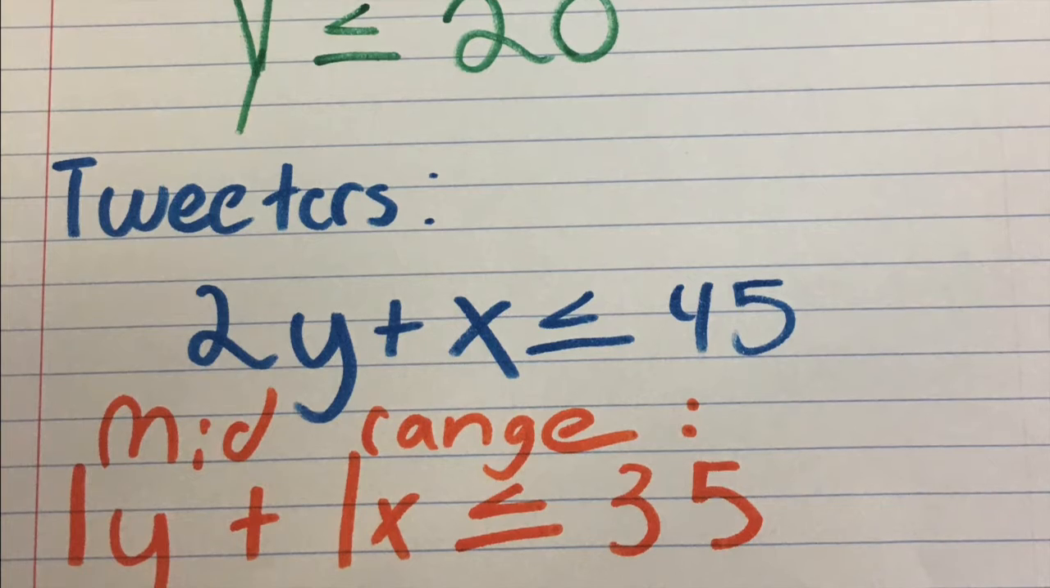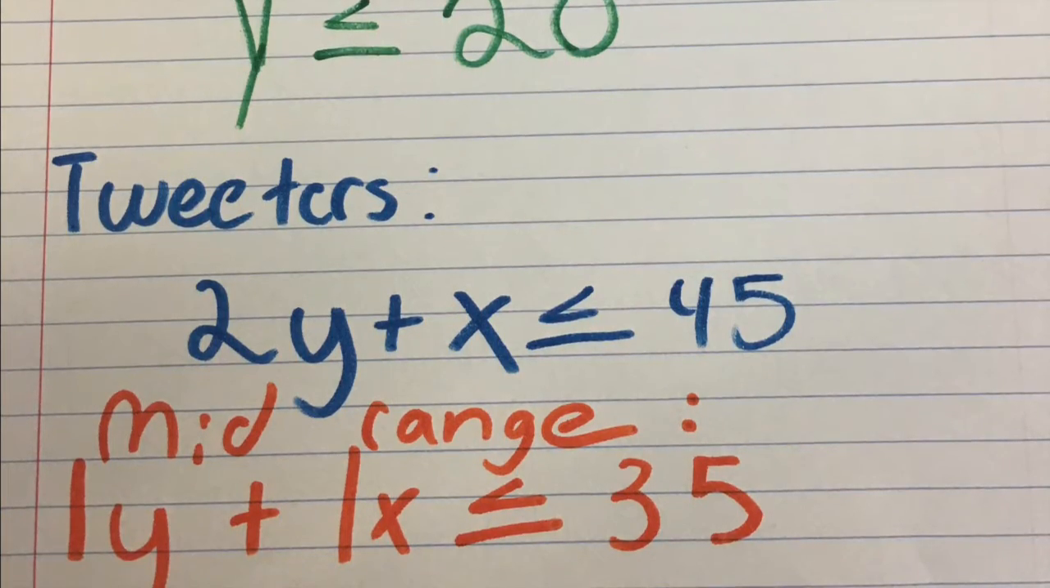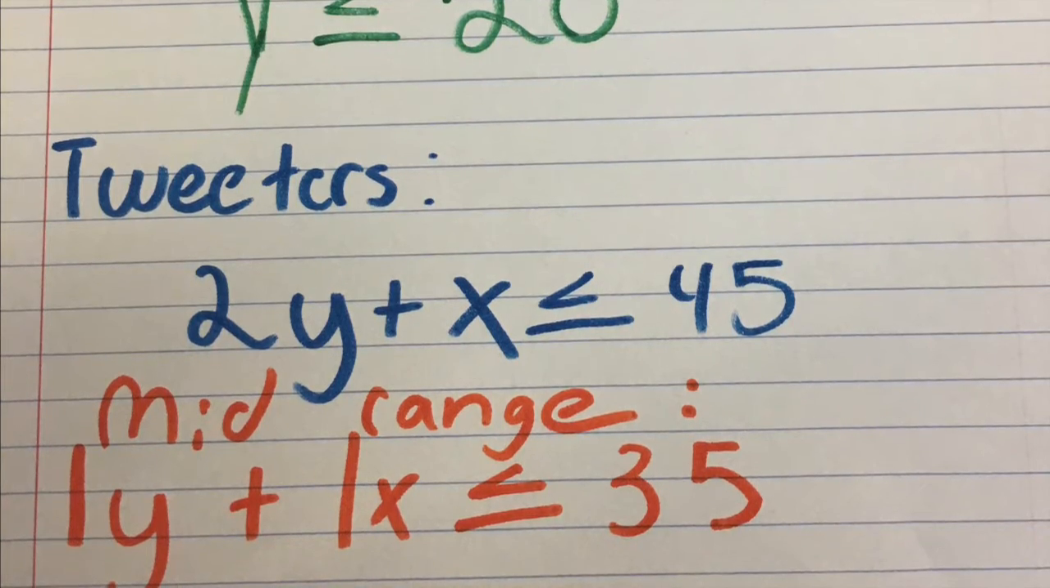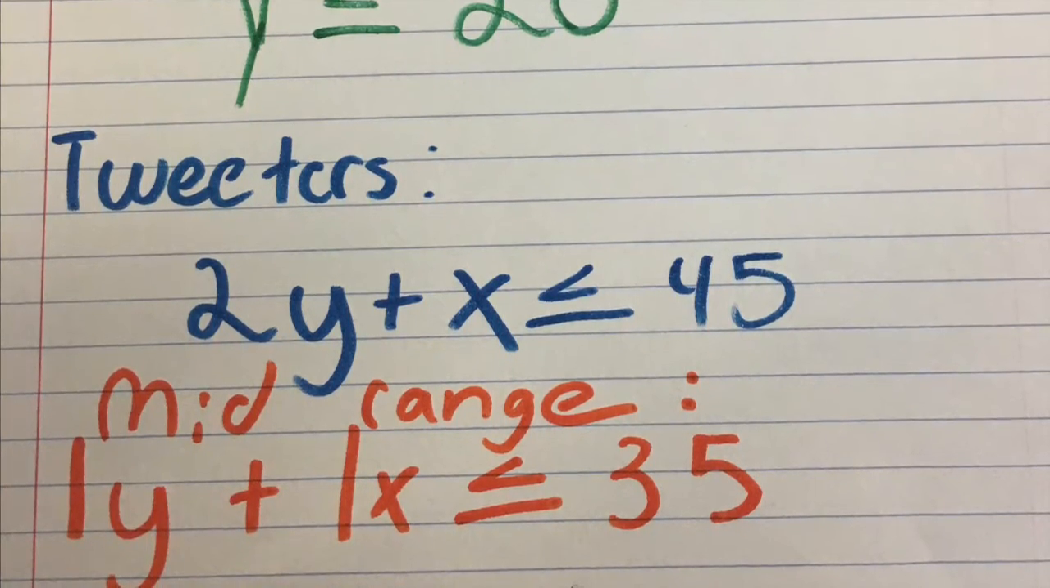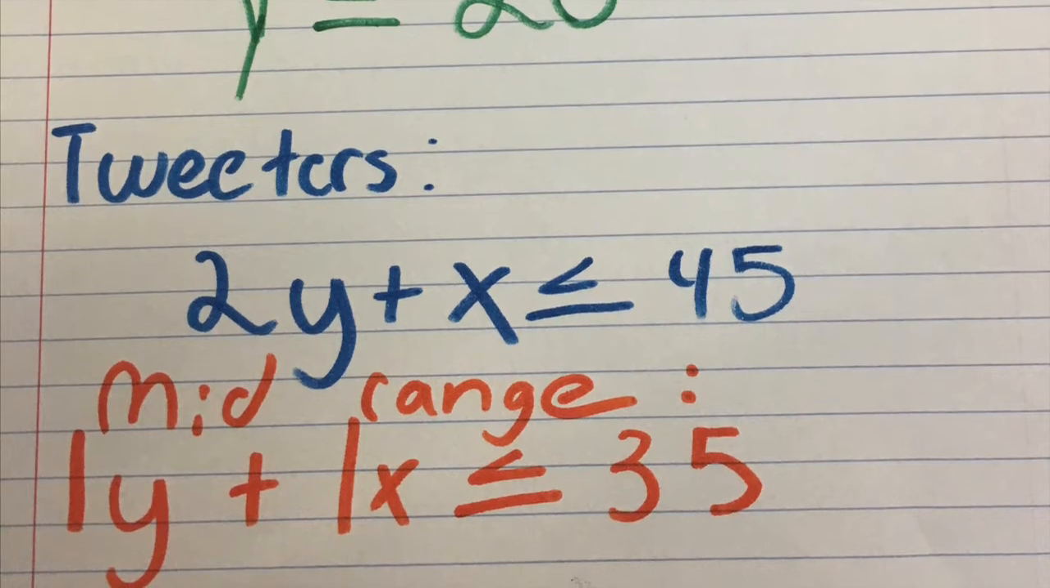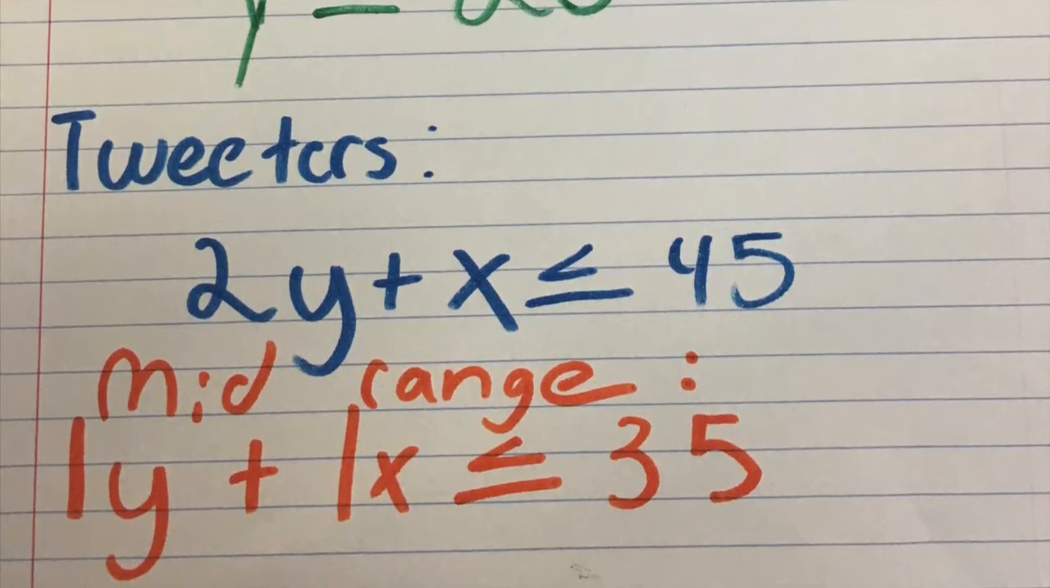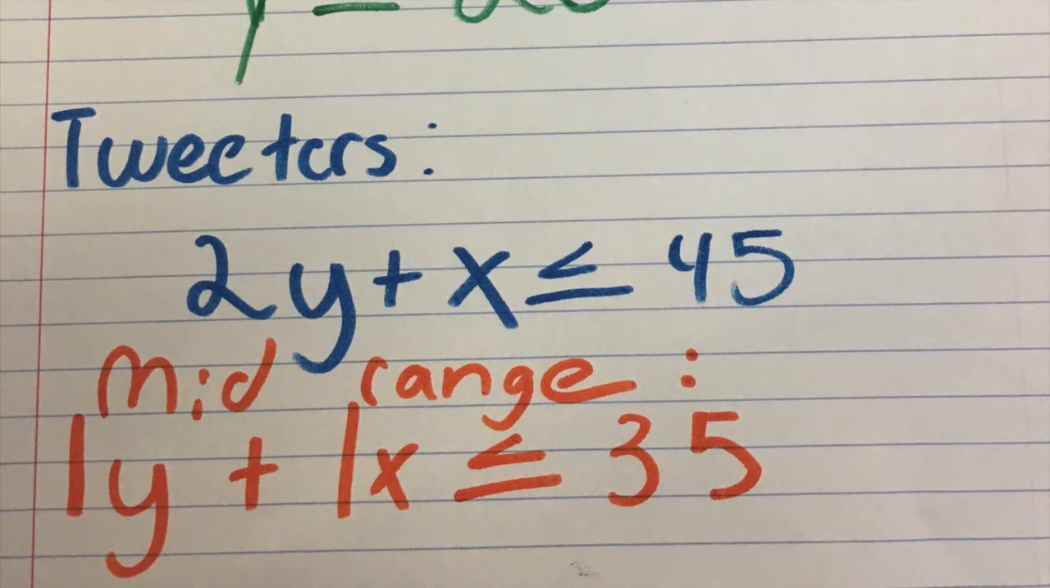Now we have our mid-range speakers. Our constraint is 1Y plus 1X is less than or equal to 35. This shows that the one mid-range speaker the economy model uses plus the one mid-range speaker the professional model uses is less than or equal to 35, the total inventory of mid-range speakers.